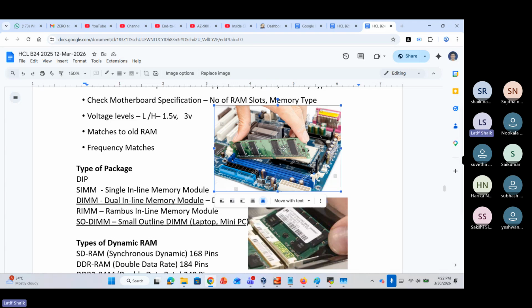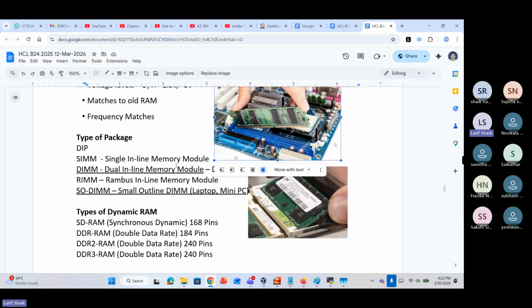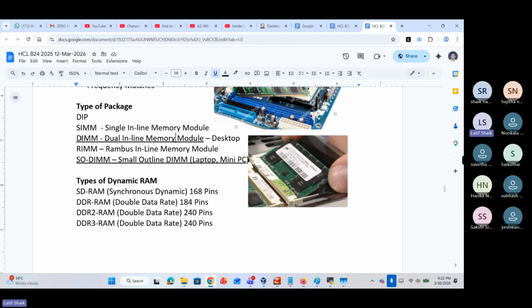Okay. It's like a 15 centimeter scale size. Small scale size, lengthy type. That's a DIMM. For desktop, which RAM do we use? DIMM package RAM for desktop. For laptops, SODIMM. It is smaller than the DIMM package. That's why it is small outline, dual inline memory module, for laptop purposes.